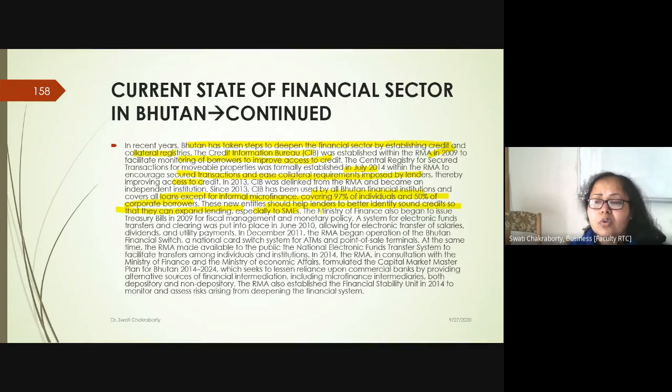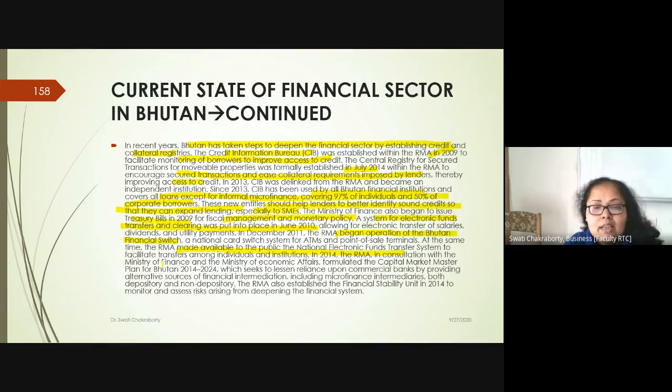The Ministry of Finance has also begun to issue treasury bills in 2009 for fiscal management and monetary policy. A system for electronic funds transfer and clearing was put in place in June 2010, which allows for electronic transfer of salaries, dividends, and utility payments. In 2011, RMA began operation of the Bank Financial Switch, which is a national card switch system for ATMs and point of sale terminals. At that time, RMA also made available to the public the National Electronic Funds Transfer System to transfer funds amongst individuals and also between institutions.